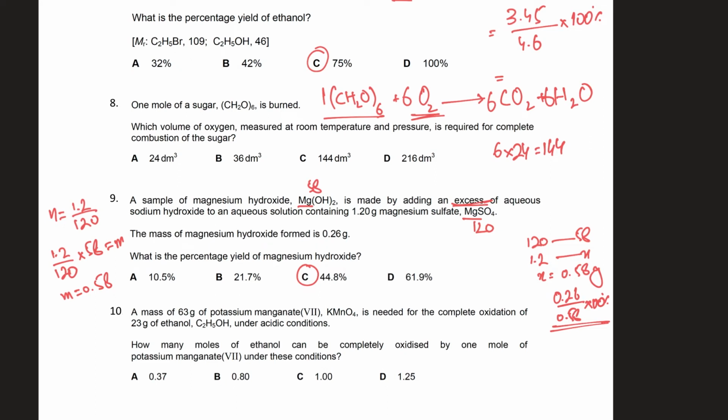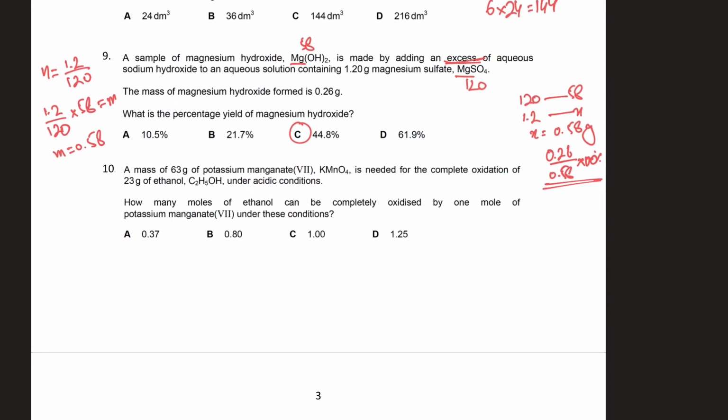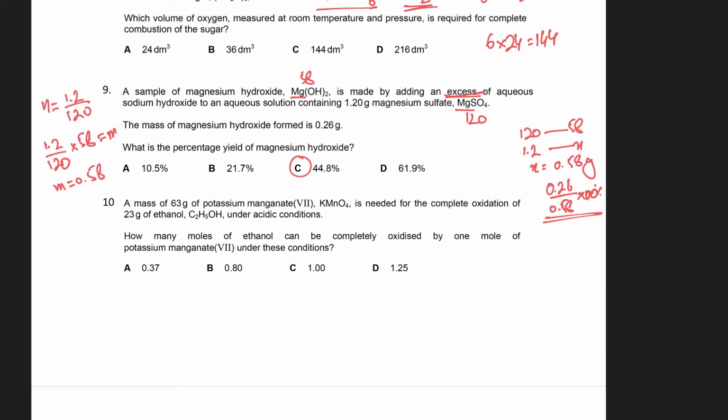A mass of 63 grams of potassium manganate(VII), which is, as we know, an oxidizing agent, is needed for the complete oxidation of 23 grams of ethanol under acidic conditions. How many moles of ethanol can be completely oxidized by 1 mole of potassium manganate(VII) under these conditions?